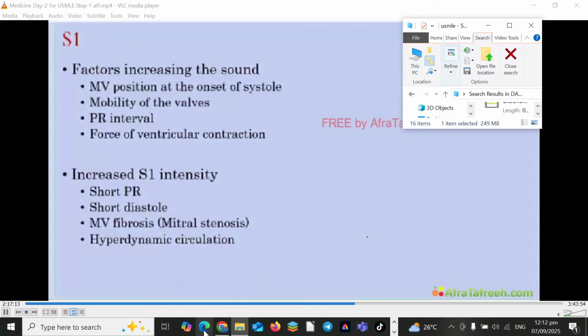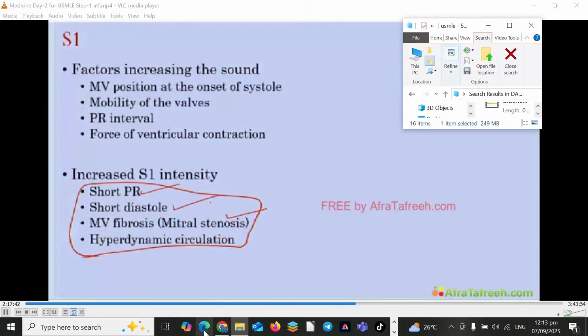If the PR interval is short, then the mitral valves are moving a small distance, because PR short means there is a short diastole. Short PR interval increases the S1 intensity. Mitral valve fibrosis, that is mitral stenosis, results in increased sound intensity. Hyperdynamic circulation is associated with loud S1. So you need to remember this. Mitral stenosis, short PR, short diastole. Short diastole basically means tachycardia. So tachycardia will have loud S1 and hyperdynamic circulation. These are your conditions resulting in loud S1.